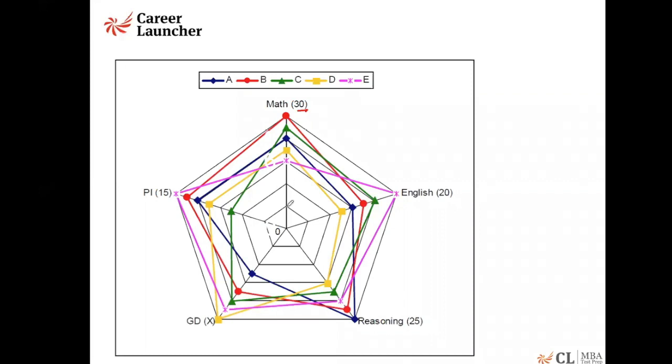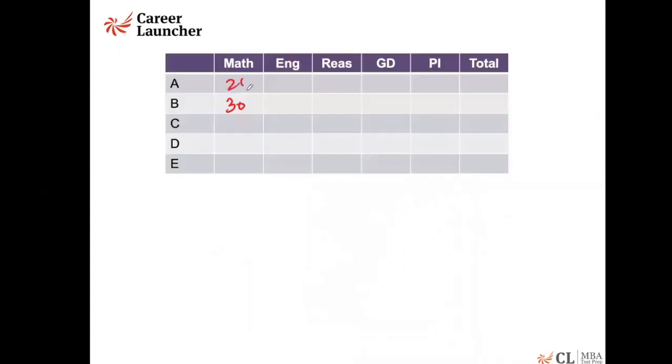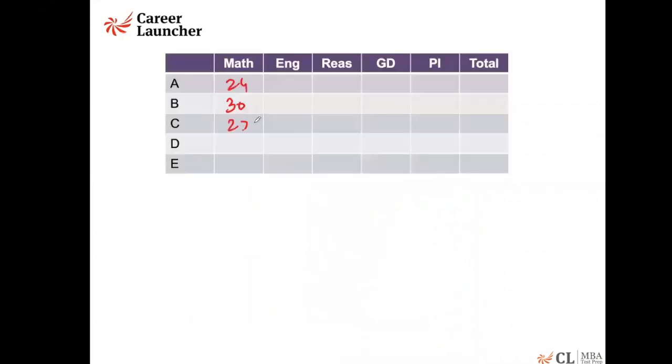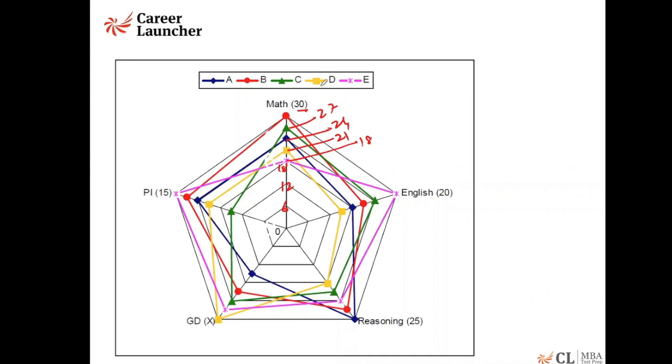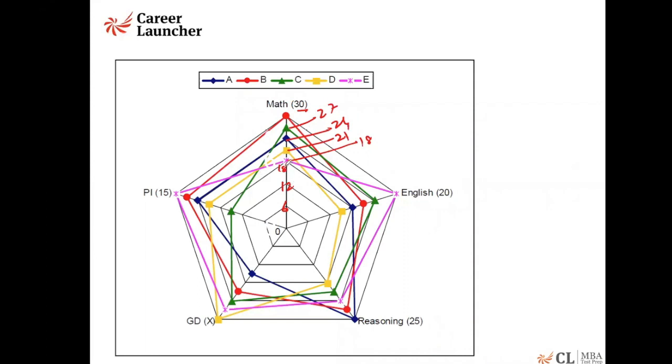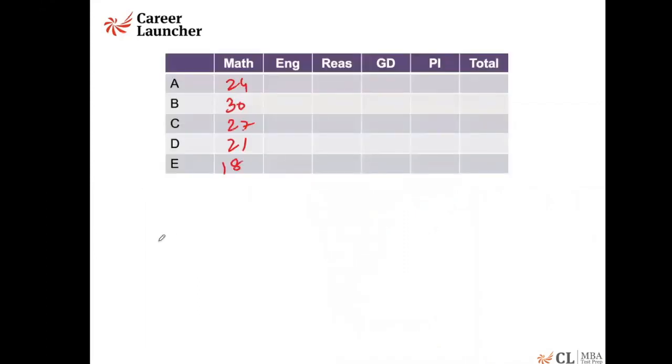Then please understand, I told you this is 6, 12, this will be 18, remember. This will be 24, and therefore this will be 27, this will be 18, and therefore this has to be 21. So in other words, your A is 24, C is green, which is 27, D, which is yellow, is 21, and E, which is pink, is 18. So this is the way to interpret this data.